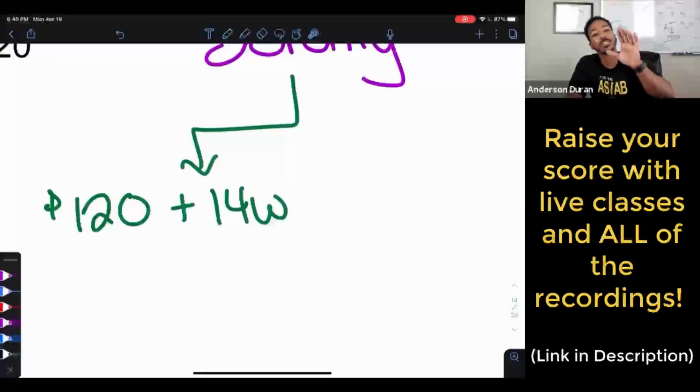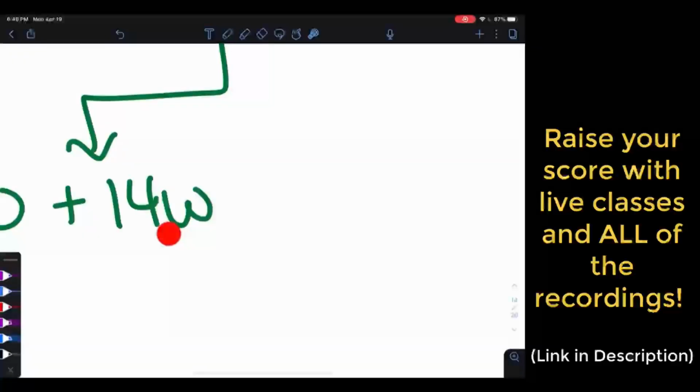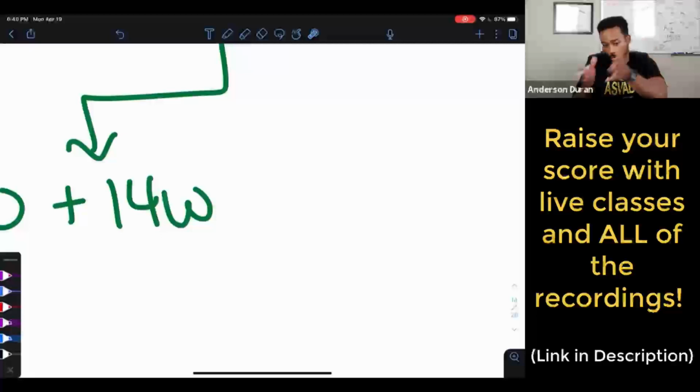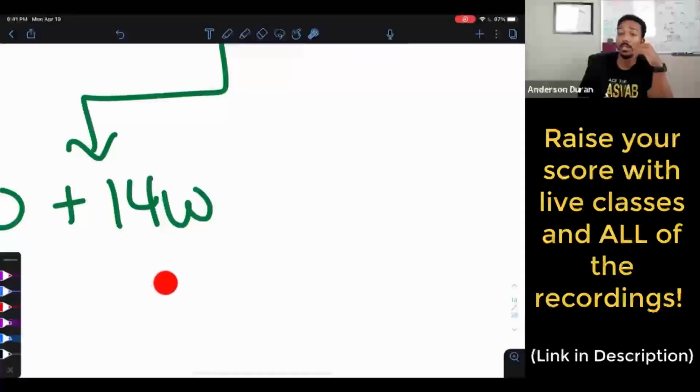Everybody, think about this intuitively. If I'm supposed to add $14 every week, how much money is that in 1 week? The first week, how much are we adding? 14, right? All right. Let's continue playing this game. What about week 2? How much money are you going to add total in week 2? 28.